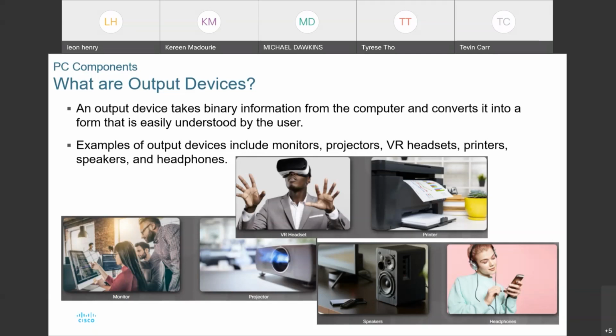Examples of output devices, as we can see on the screen, include monitors, projectors, VR headsets, speakers, printers, and headphones, or you can even say earphones. So those are the examples, and we know how the printer works. Information is inputted into the computer, and you want to display it on a piece of paper or any hard copy, then you use a printer.